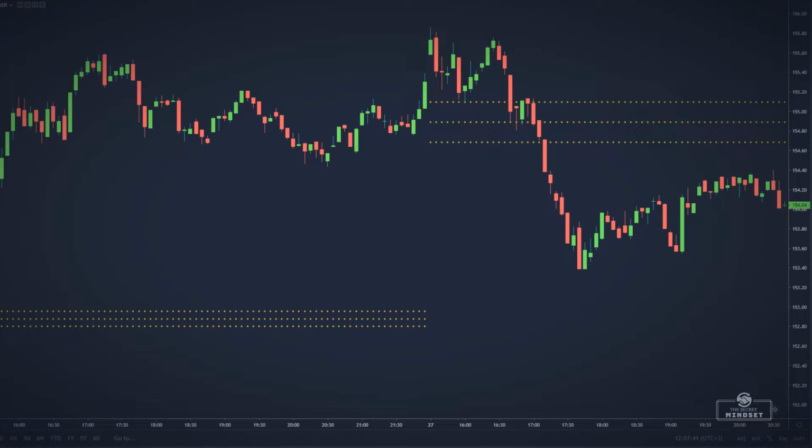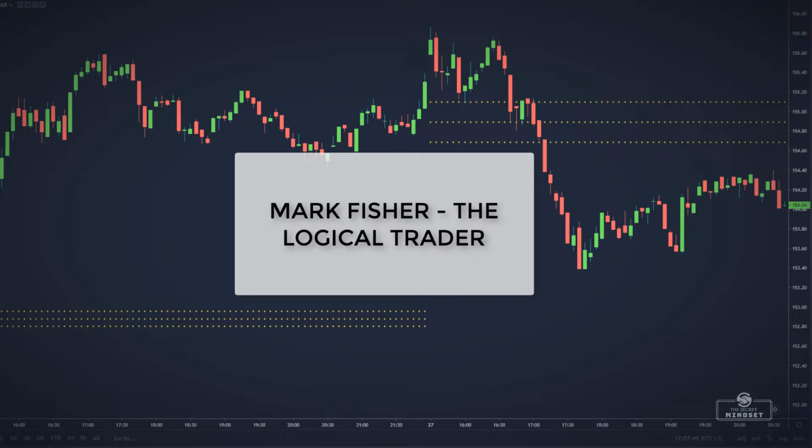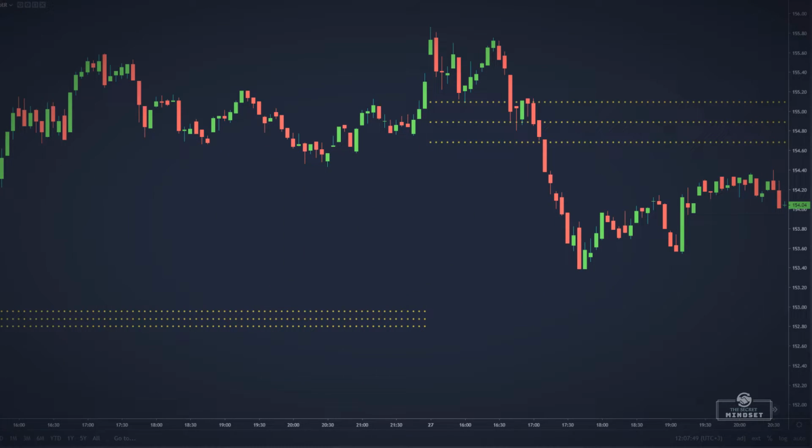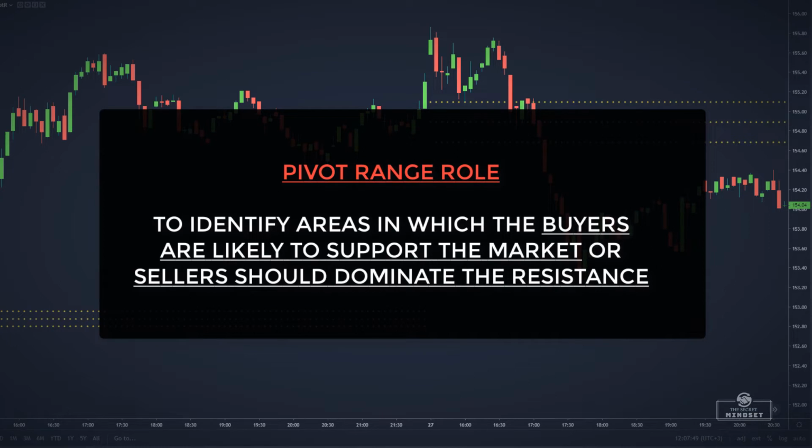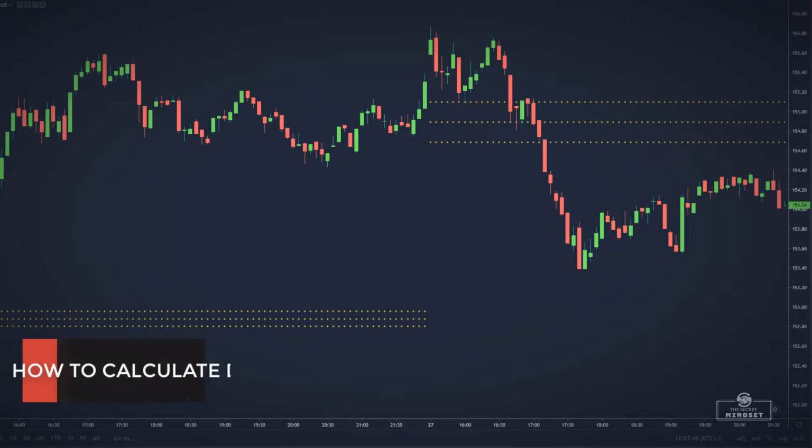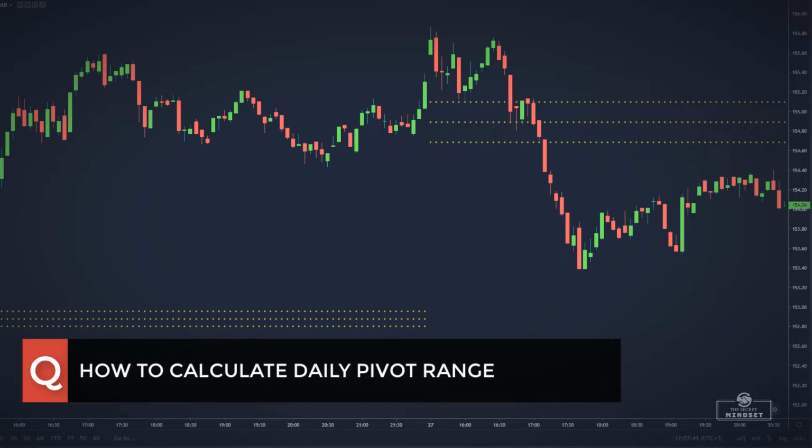So, the daily pivot range concept was introduced by Mark Fisher in his book The Logical Trader. The pivot range aims to identify areas in which the buyers are likely to support the market or sellers should dominate the resistance. The pivot range is easily calculated using the high, low, and close of a trading period.